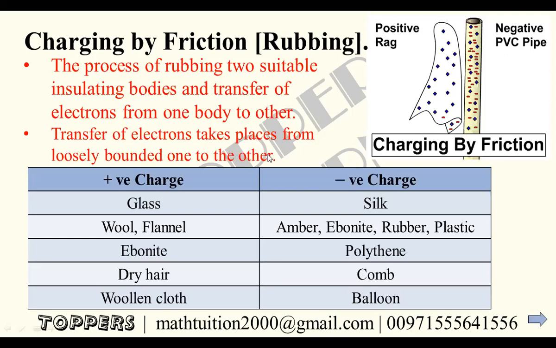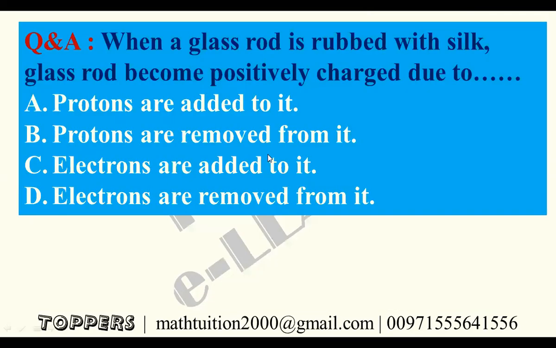Next, let me ask a question. When a glass rod is rubbed with silk, the glass rod becomes positively charged due to: A, protons are added to it. B, protons are removed from it. C, electrons are added to it. D, electrons are removed from it. What is the correct answer? Who can say? Yes, that is correct.